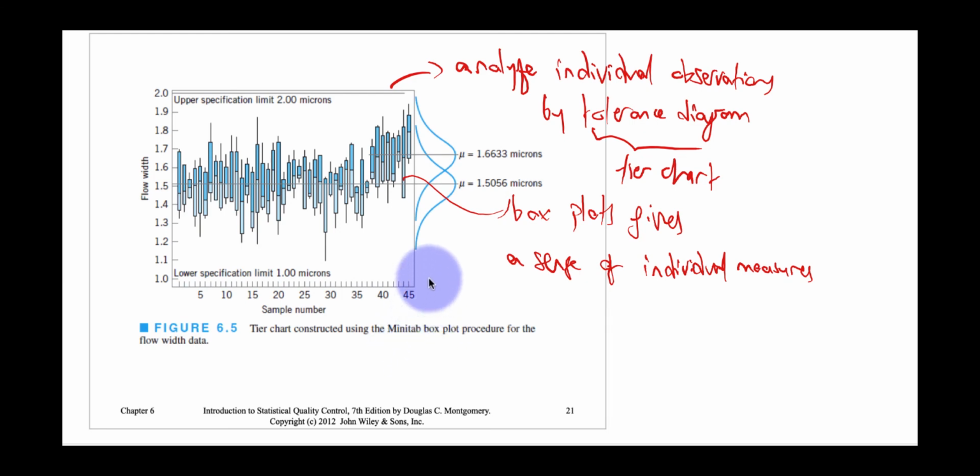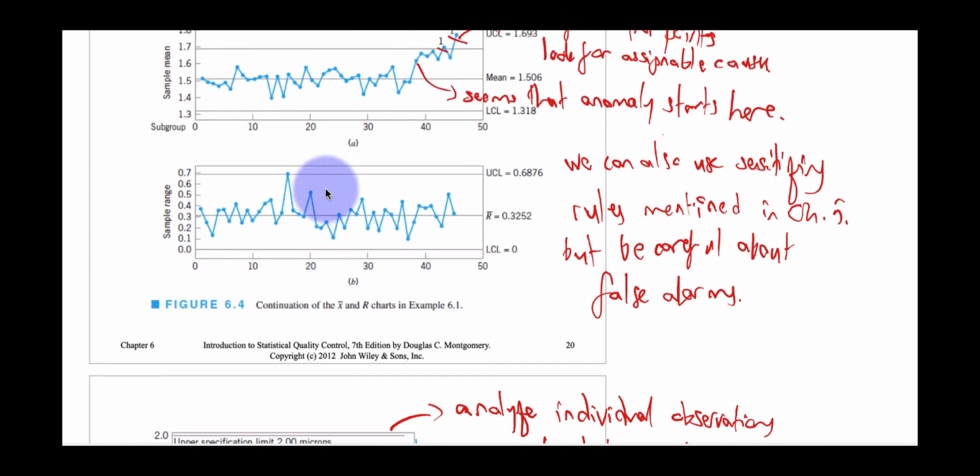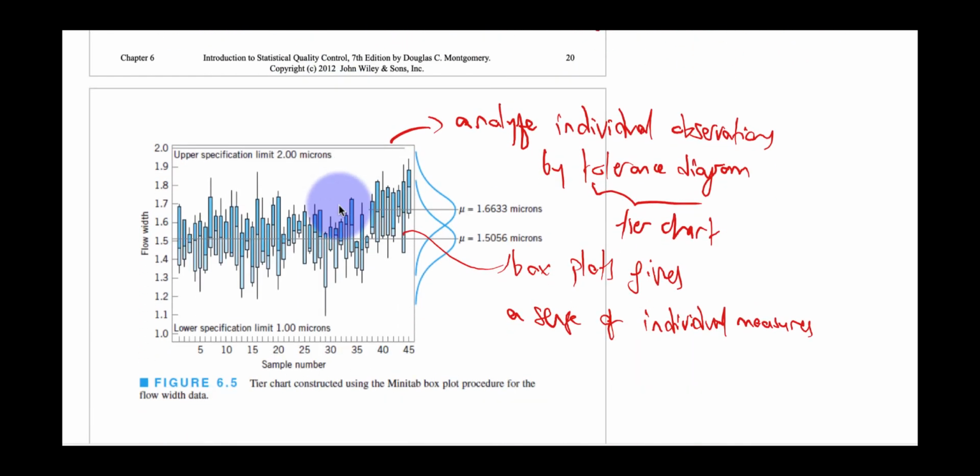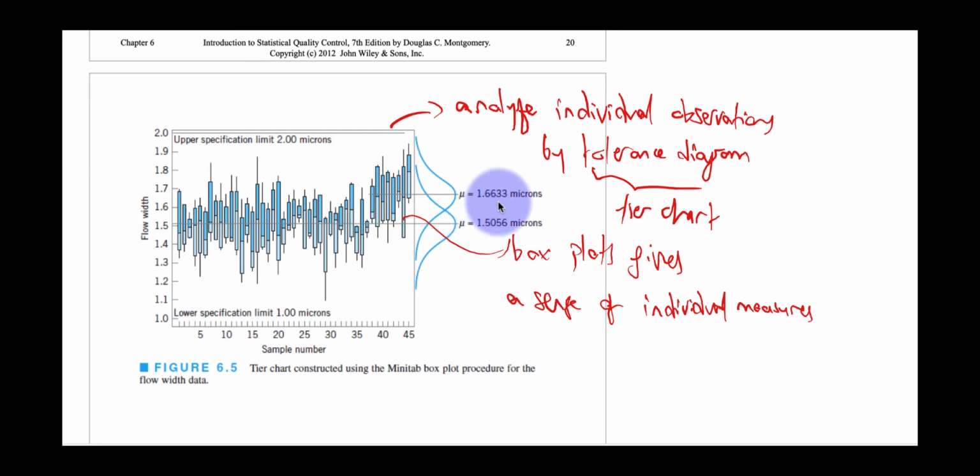In the Minitab output we have, for example, in this example again, this is the same example. The box plot shows the spreading of observations in each sample. Here, for example, we can see an anomaly, right? This is like a random pattern here, but this is not a random pattern. And in the tier chart in Minitab, we have seen that the mean is shifted upward. Okay, the original mean was this, and the mean is shifted after a while.